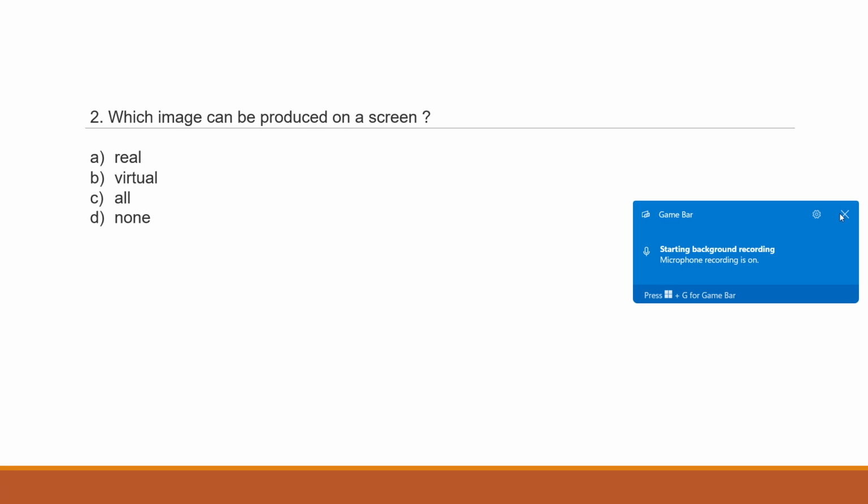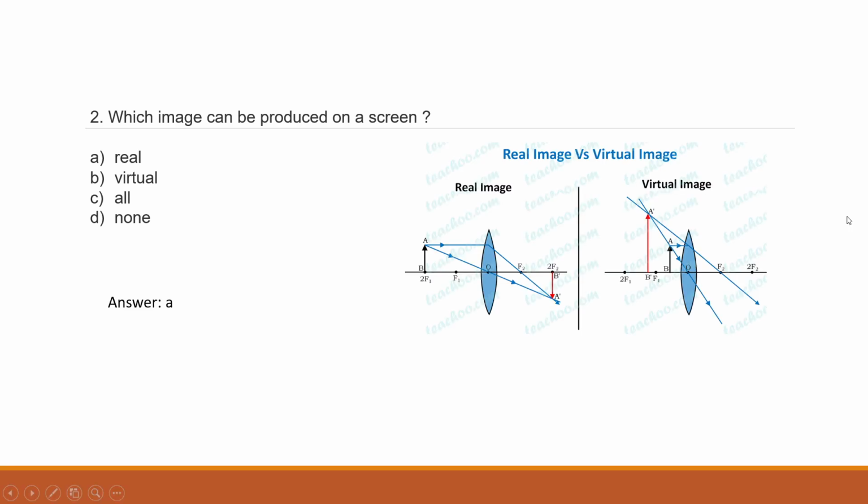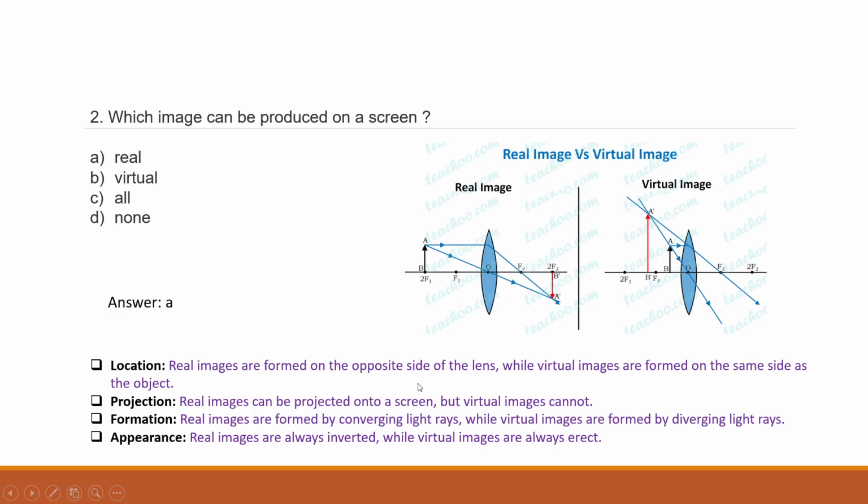As I was saying, the real images are formed on the opposite side of the lens, while the virtual images are formed on the same side of the object. The real images can be projected onto a screen, but virtual images cannot. Formation of a real image: real images are formed by converging of light rays. So your rays are going like this into the lens. Here they are diverging, and then they converge to form a real image.